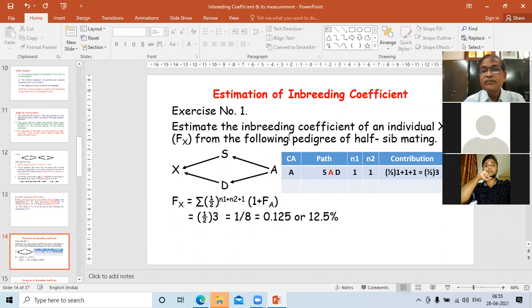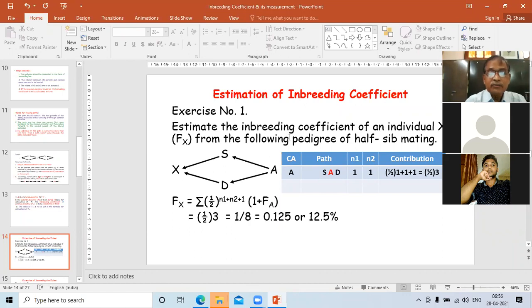Estimate the inbreeding coefficient of an individual X, that is Fx, from the following pedigree of half-sib mating. So S and D are the half-sibs. A is the common ancestor. Then here you should develop a table in this way. These will be the column headings. First column is the common ancestor. Second is the path. Third is N1, that is N2. Next is the contribution of the path.